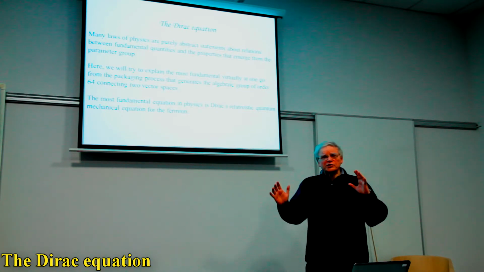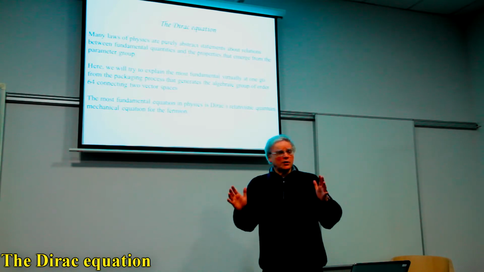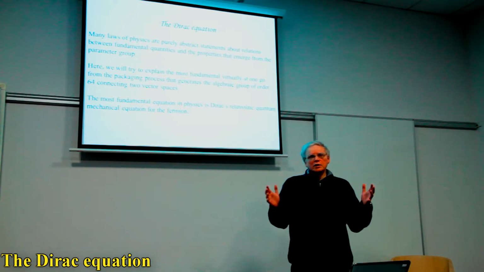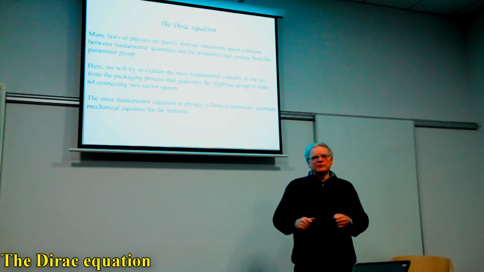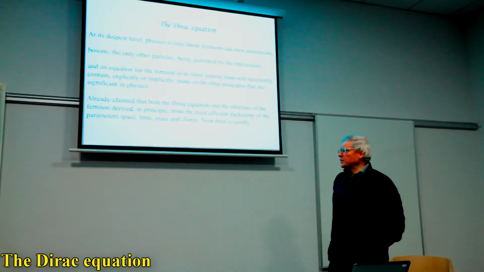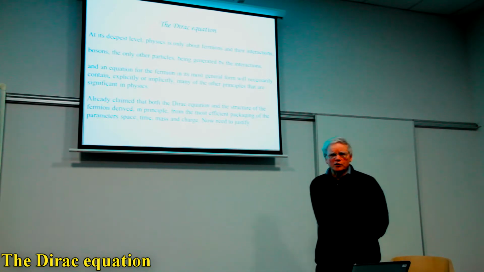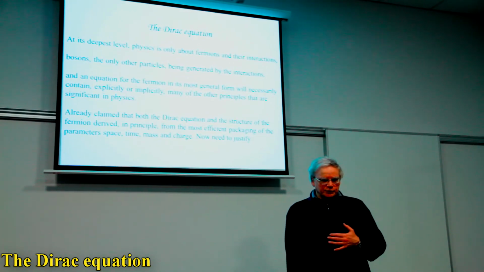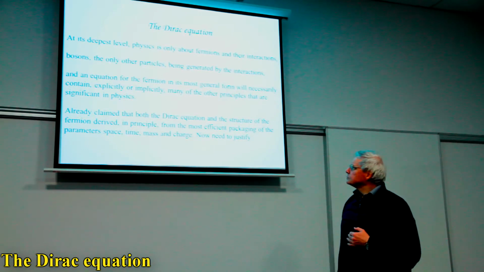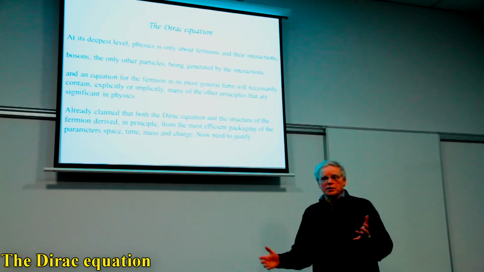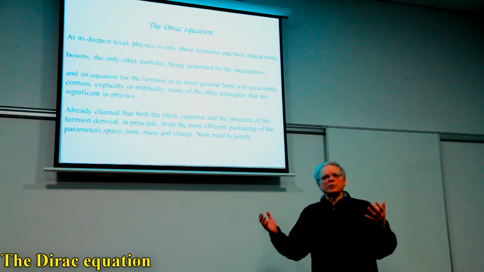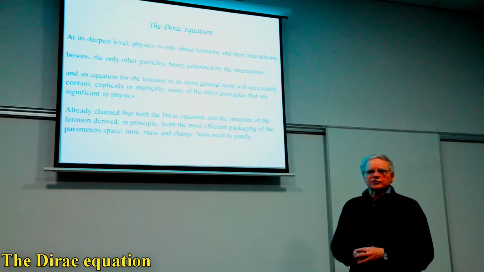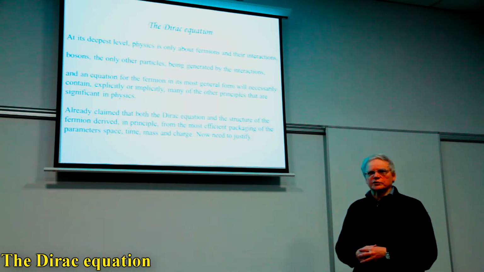If we can get the Dirac equation, which is the equation relating to fermions, the most fundamental object in physics, and their interactions, then we've got a basis for physics. So at its deepest level, physics is only about fermions and their interactions. Bosons, the other kind of particles, emerge from the interactions of fermions. They're not a separate concept. If we can get an equation for the fermion, and we have one because we got the Dirac equation, then we will understand a great deal of physics. And if we can understand that on the basis of our algebraic structure, then we can use our algebraic structure to understand a lot of physics.